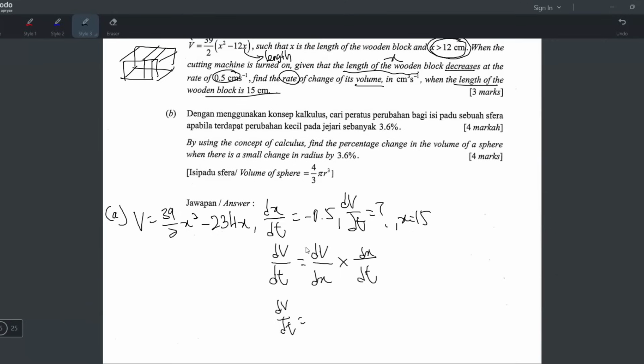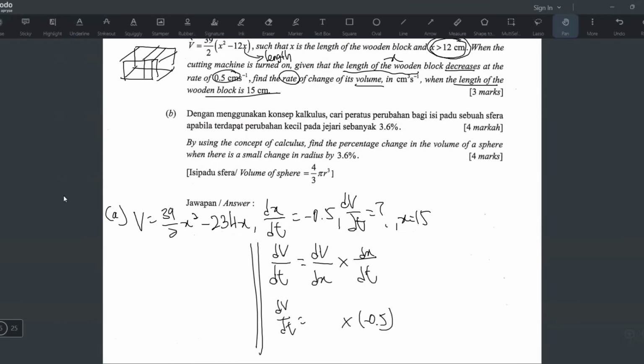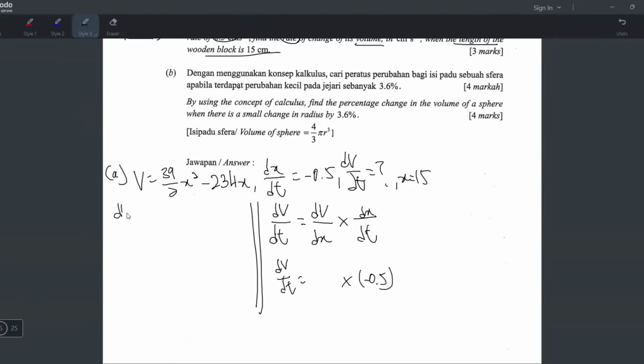Dv dx they never give it here, but it's okay. But the dx dt they give it, so negative 0.5 like that. So the dv dx is what you have to find now. That is why just now I said leave an empty space here. So this empty space you use it to find dv dx from the equation, and then after you find it, you substitute inside here. The dv dt, that's the final answer. So now let's find our dv dx first, so that I can sub inside and then find the dv dt.